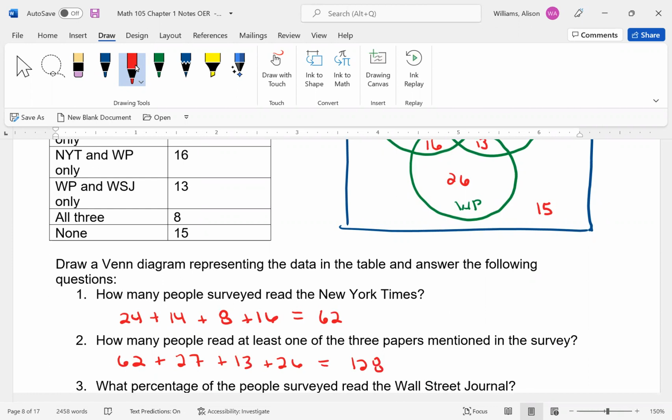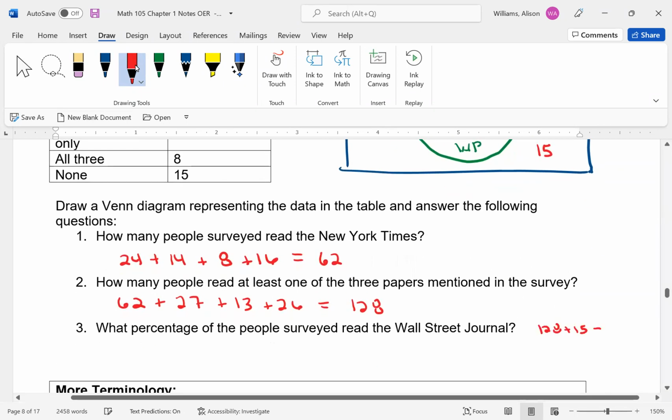Okay, so what percent read the Wall Street Journal? So first of all, I need the total, which is pretty easy to calculate now because I've told everything but the 15 who don't read these 3 newspapers. So if I add 15 to that, it is 143. So that's the total number of people surveyed.